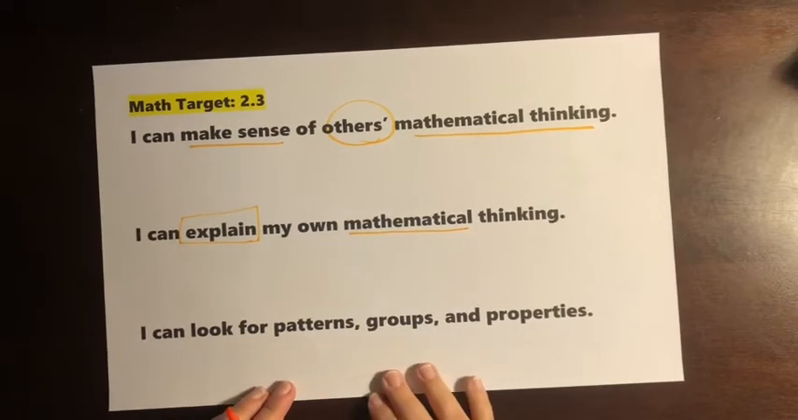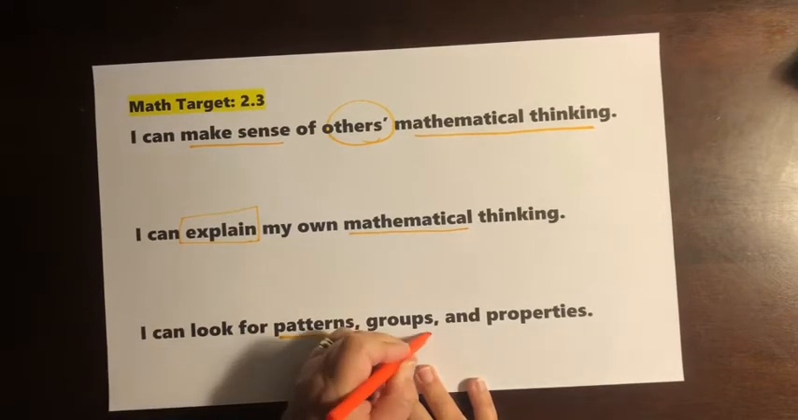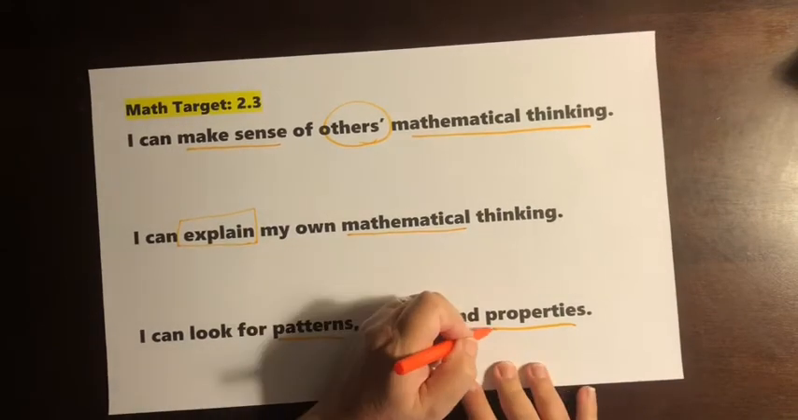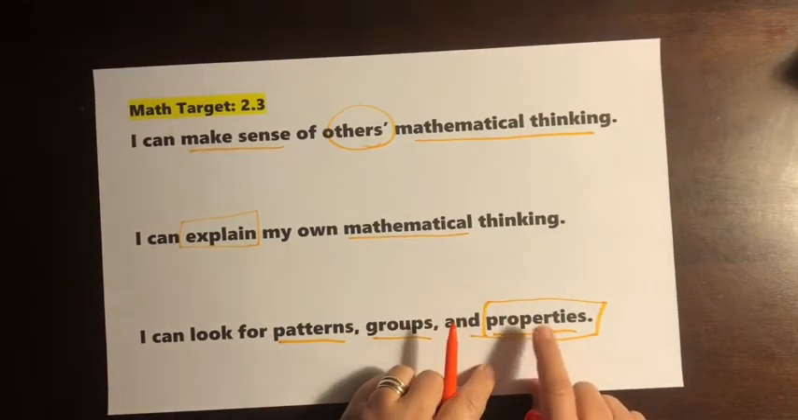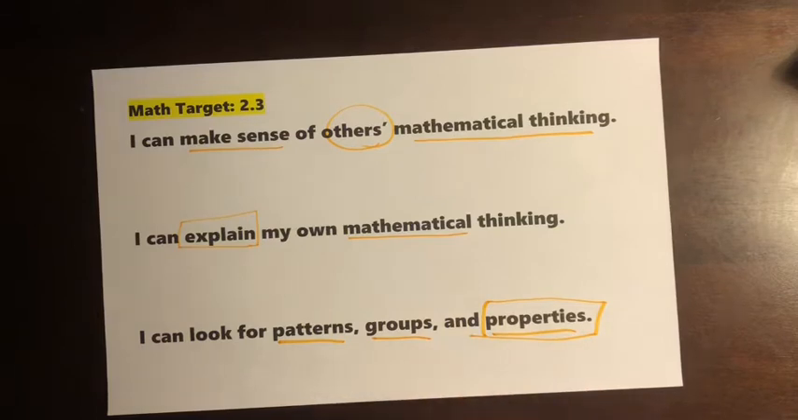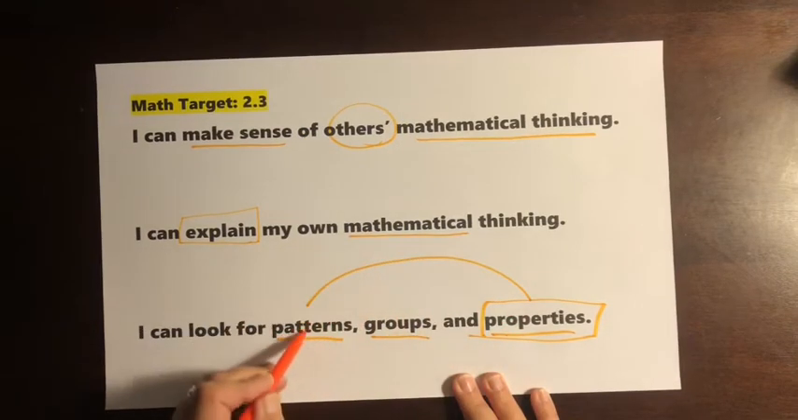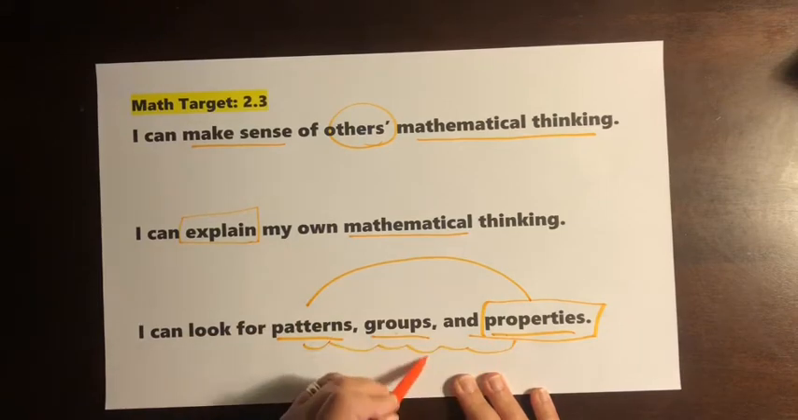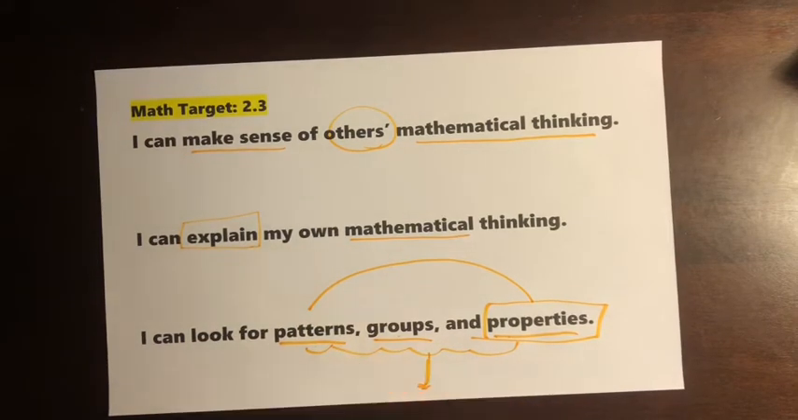And our last target is that you can look for patterns, groups, and properties. Now this is a big word, but we know this. We've been doing this since kindergarten. Properties for math are going to be the characteristics that you see. So we can sort things based off of color, or we can sort them off of shape or size. So patterns, groups, and properties, they all kind of fall together, and it's kind of like this big umbrella of words, and that's what we're going to be working with today. So this is our target for 2.3, and we're going to do some practices now with some quick look cards.